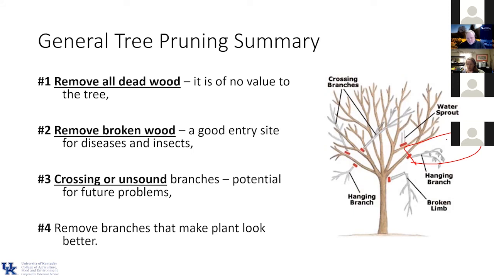And a broken limb is just that, it's a broken limb. So a hanging branch to me is a branch that a lot of times you'll see growing down towards the ground, and I take those out generally. That's more what I call a hanging branch, one that's going from growing horizontal to growing down. They're not really desirable to me. I'll take them out.